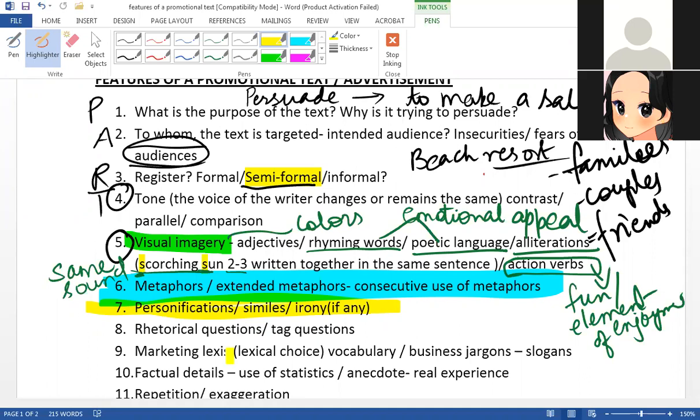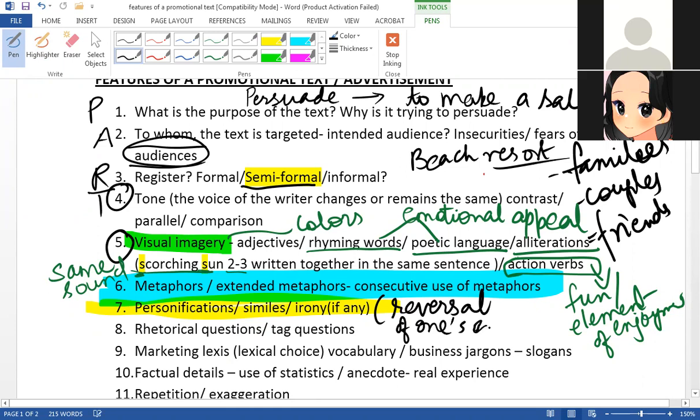And irony, if there is any. Irony is basically the reversal of one's expectation. It will not always be there, beta, but I'm saying if there is any. I am listing down the exhaustive points about advertisement. I am not saying each and every promotional text will be loaded with it, but it's important that you should know about it. This is important.